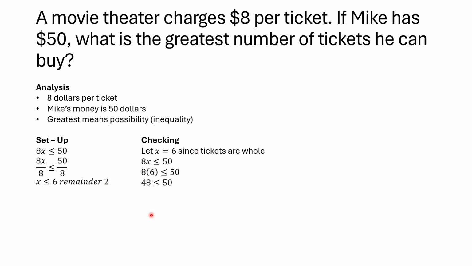Now, to check your answer, let x be equal to 6 since the tickets are whole. So 8x is less than or equal to 50. Multiplying 8 by 6, we have 48, which is less than 50. So the cost of the 6 tickets is 48. Now, finalizing that, we have the answer. The greatest number of tickets that Mike can buy is 6.